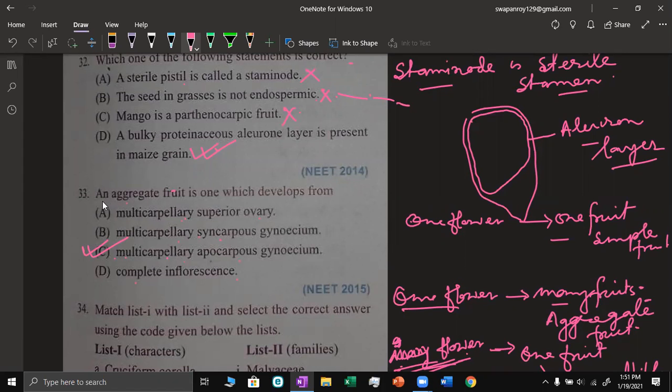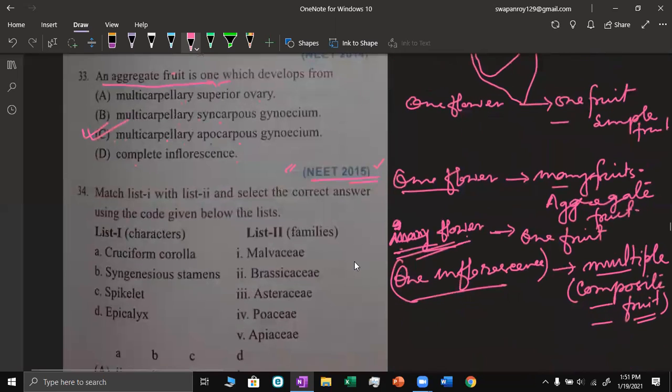One thing I should say: this was of course asked in 2015, but now in your NCERT book they have not mentioned the different types of fruit, what is simple, what is aggregate, and what is composite fruit. These things are not there. So as a rule, this question should not come. But it was there in 2015.